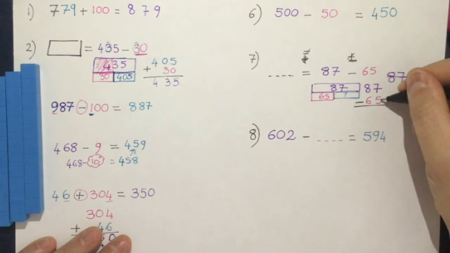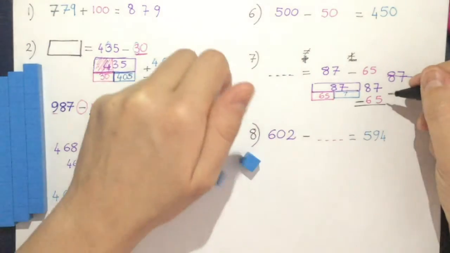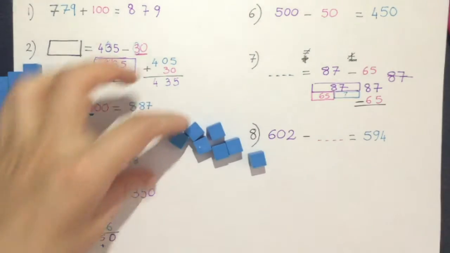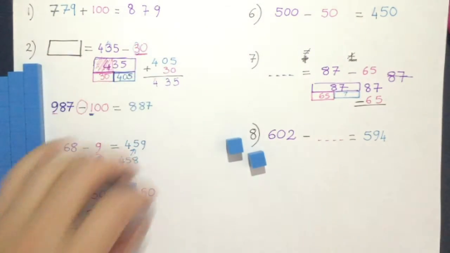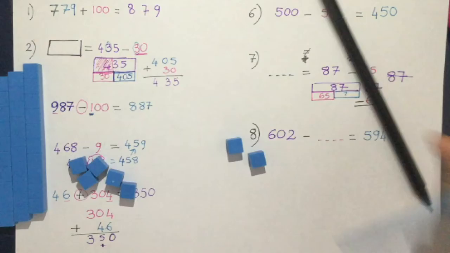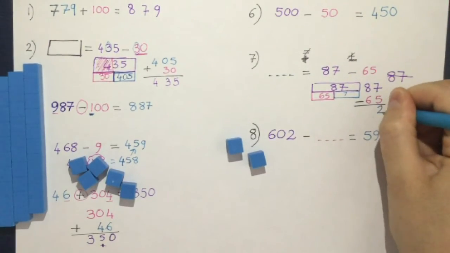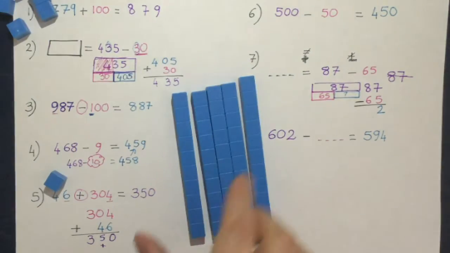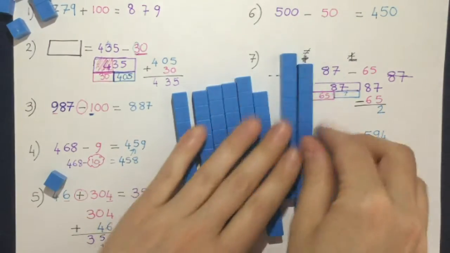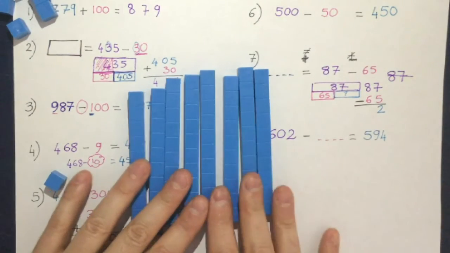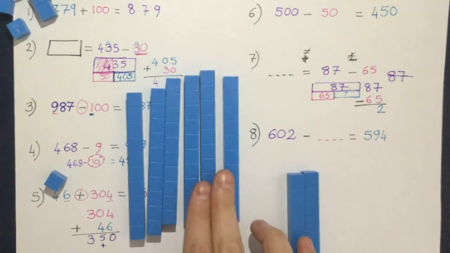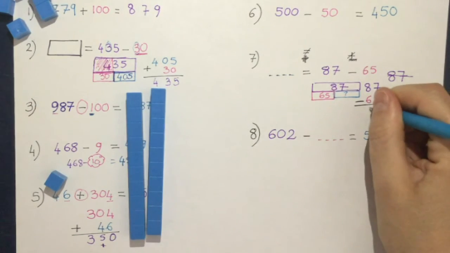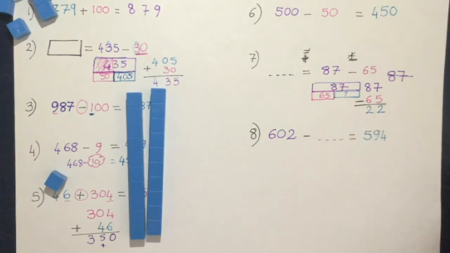7 ones take away 5 ones. 1, 2, 3, 4, 5, 6, 7. 7 ones take away 5 ones equals 2 ones. Now 8 tens take away 6 tens. 1, 2, 3, 4, 5, 6, equals 2 tens. My answer would be 22.